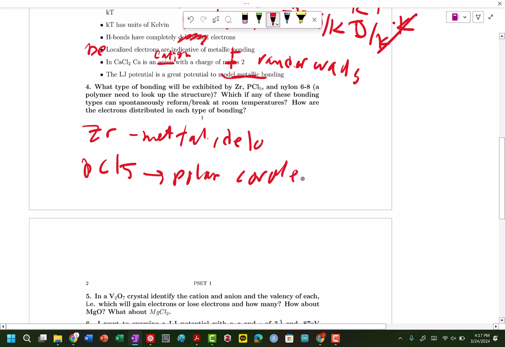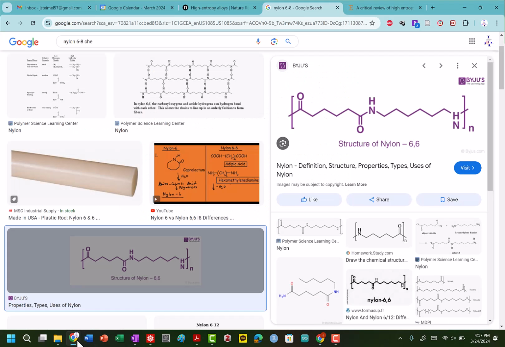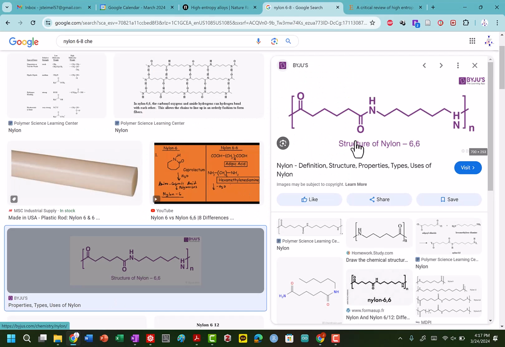It will not break and reform at room temperature, and it is localized for the electrons. And nylon 6,8, we could look at those. Let's look at the structure. This is a structure of nylon 6,8. So you have carbon double bonded to oxygen here, carbon, hydrogen, hydrogen.